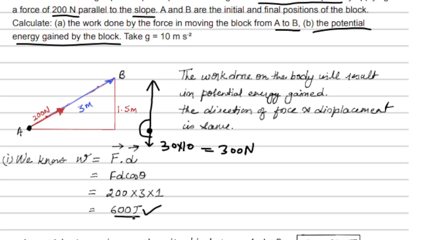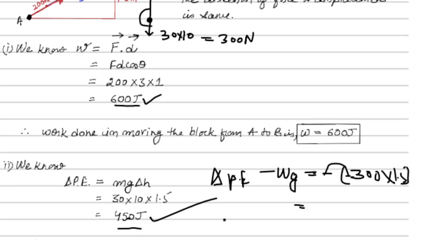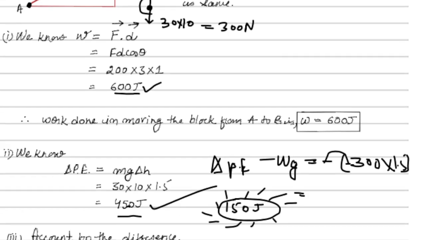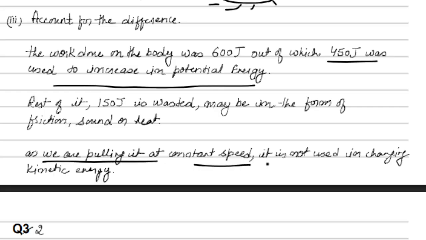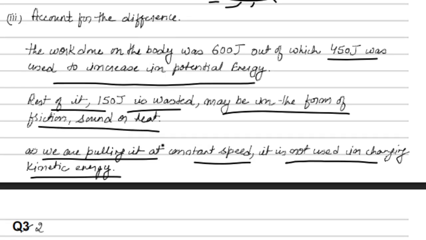The speed has not changed, so kinetic energy cannot change. Only out of 600 joules, 450 got converted into potential energy, and the rest of the 150 joules got dissipated. That is a dissipation or waste of energy, we can say, due to friction, maybe sound, maybe heat. That way this energy has gone. So understand this. So this is the account for the difference. Last part they asked, the work done on the body is 600 joules, out of which 450 joules was used to increase its potential energy. Where can the rest go? As we are pulling it at constant speed, it is not used in changing kinetic energy, that we are sure of. So the rest of it, 150 joules, is wasted or dissipated, maybe in the form of friction, sound, or heat.